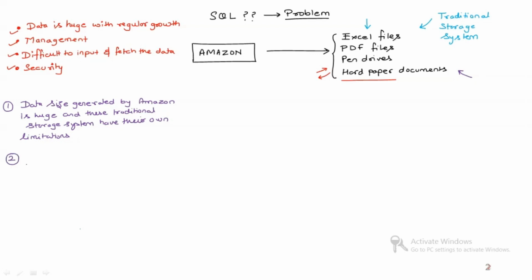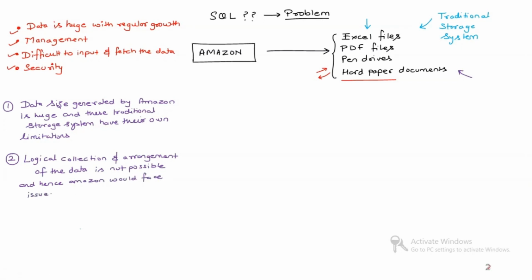The second problem, and this is the most important problem, is logical collection and arrangement of the data. Logical collection and arrangement of the data is not possible, and hence Amazon would face issues with data ingestion and retrieval. Now, what is the meaning of this? Let's understand this problem.